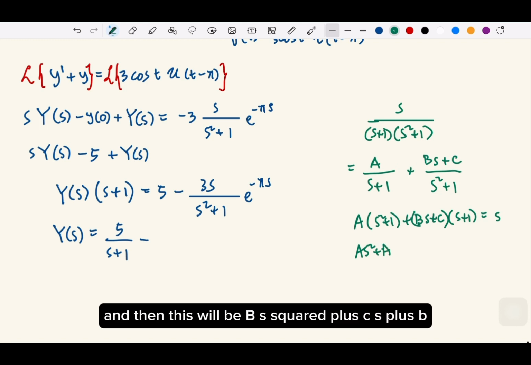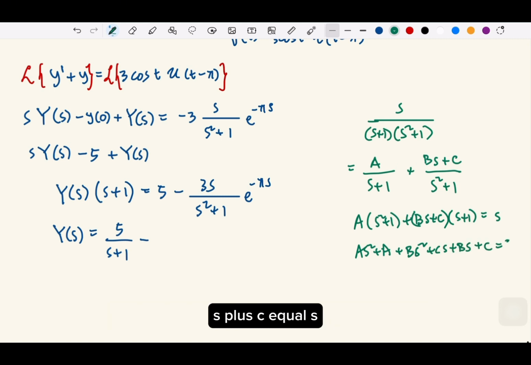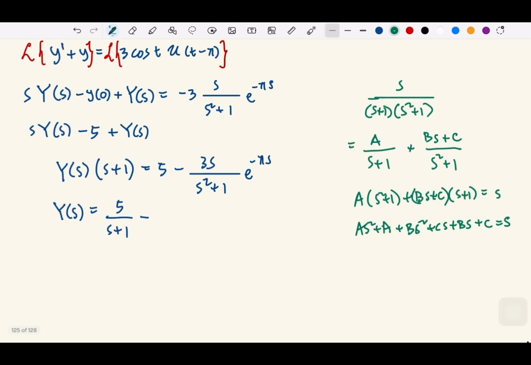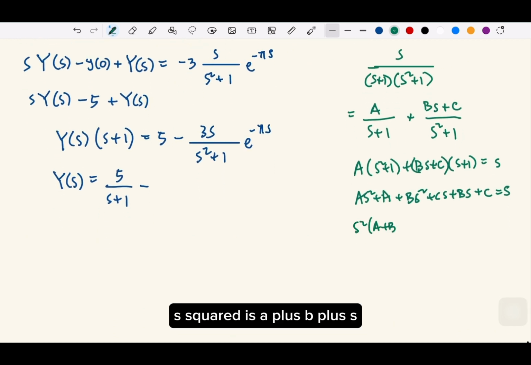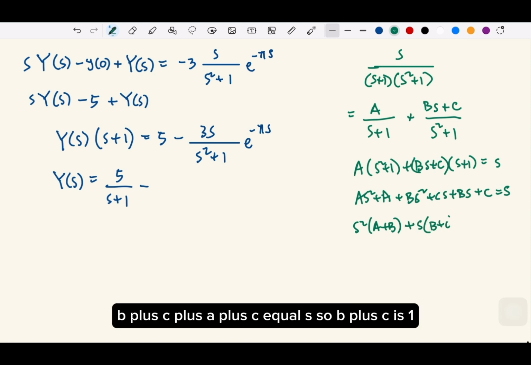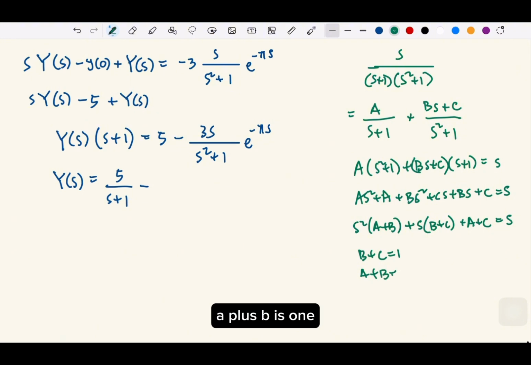And then this will be bs squared plus cs plus bs plus c equal s. S squared is a plus b plus s b plus c plus a plus c equal s. So b plus c is 1, a plus b is 1. A plus c is 0.